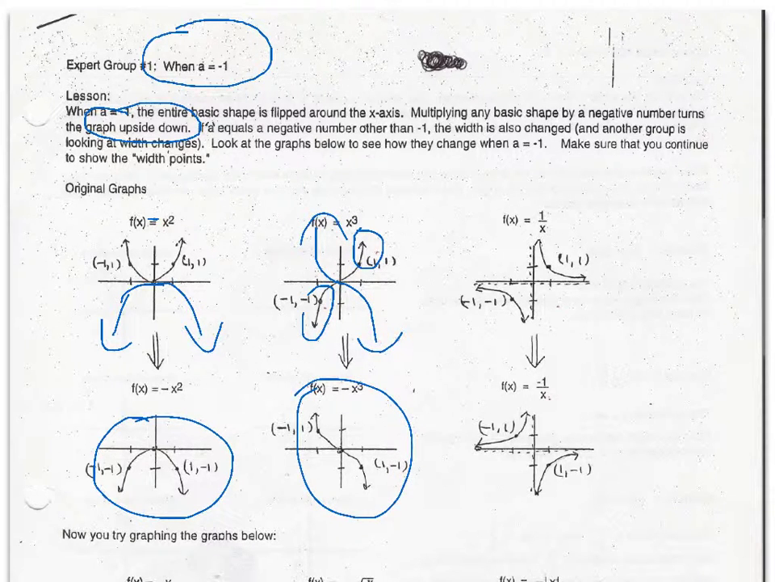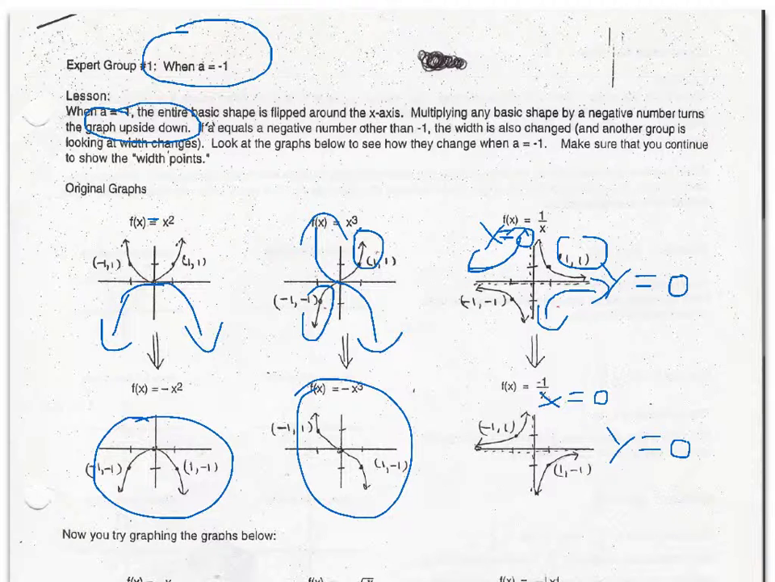Okay, the 1 over x, now this is where you're going to get a VA and an HA. The HA is y equals 0. The VA is x equals 0, because you can never divide by 0. That's still going to be the same. You're not changing that at all. But the shapes, you just flip them over. The part where you have 1, 1 flips over and is down here in the bottom right. And the graph that you have bottom left flips over and becomes top left. So in the blue, that's what it looks like, and that's what you get here.